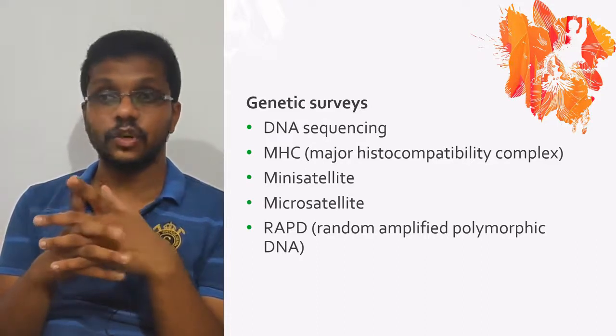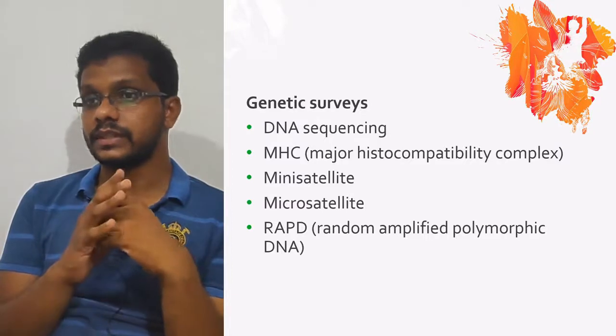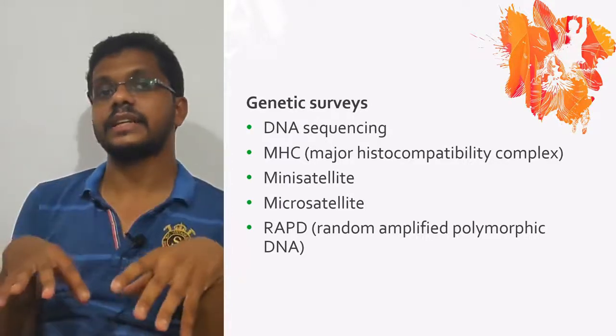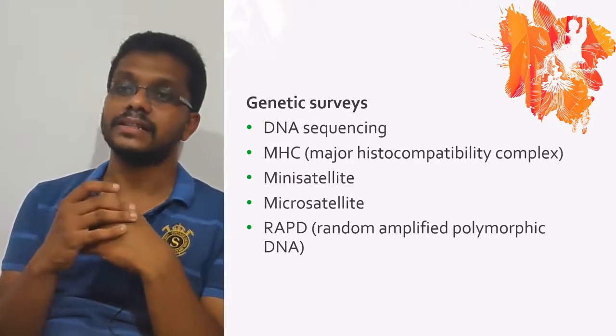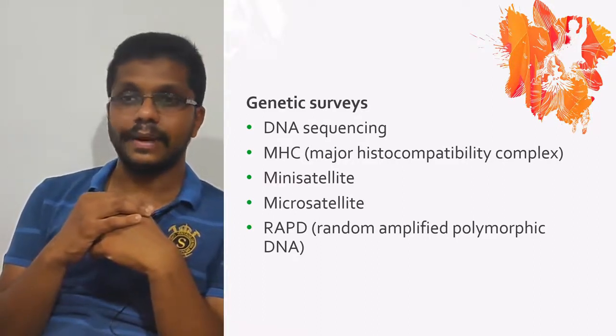MHC is the major histocompatibility complex, which is associated with the immune system. So the similarities and differences within a species can be easily identified by studying the variations in MHC. Next is minisatellites and microsatellites.